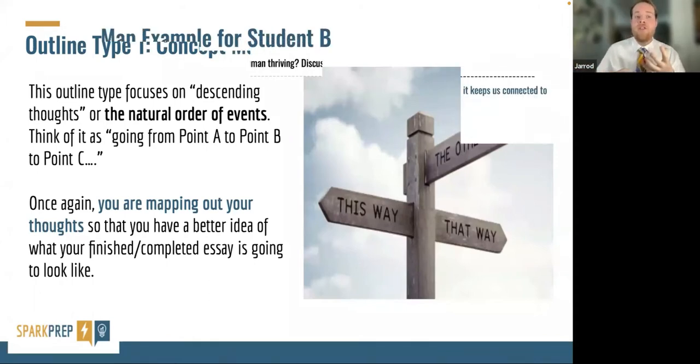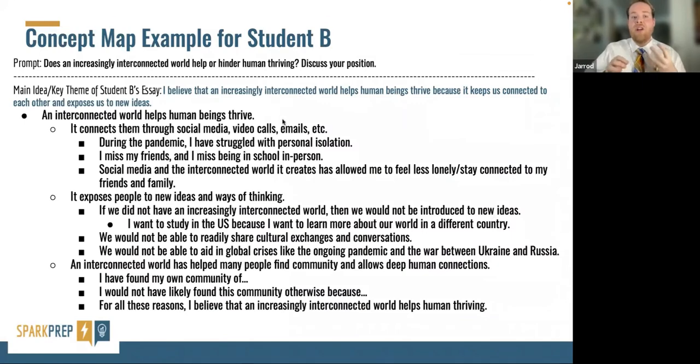So here's a concept map example for student B. There's the prompt to remind you. But basically, I copied over student B's main idea that they and myself talked about. And then we're going to go through this and start taking some of the ideas they had and compartmentalizing them or ordering them in that descending train of thoughts, that natural path from beginning, middle, and end. So we start out with the beginning saying, an interconnected world helps human beings thrive. That's the simplest answer to the prompt above.